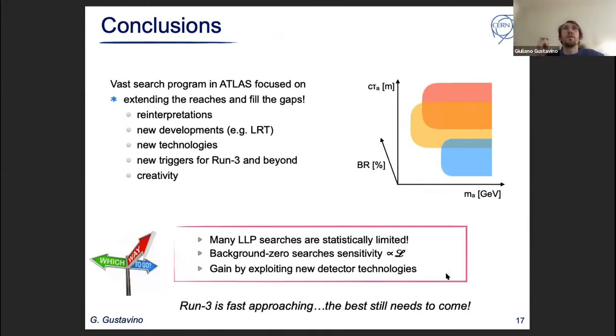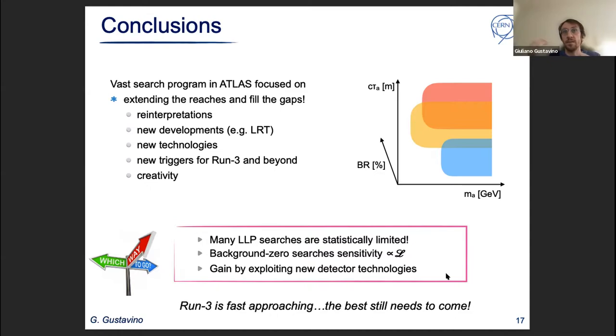And just to conclude, I wanted to mention that ATLAS is not focused only on dedicated long-lived particle searches. We are going to try to have a comprehensive program which is based on a reinterpretation of the searches that we have, new development of the algorithm, large radius tracking, displaced vertices, new technologies, new triggers.